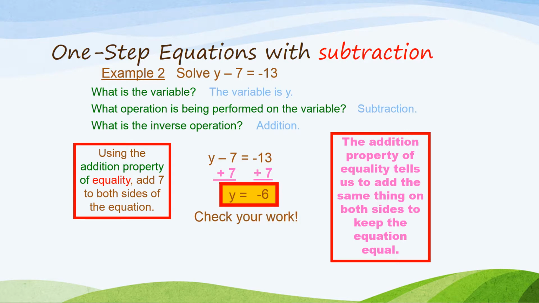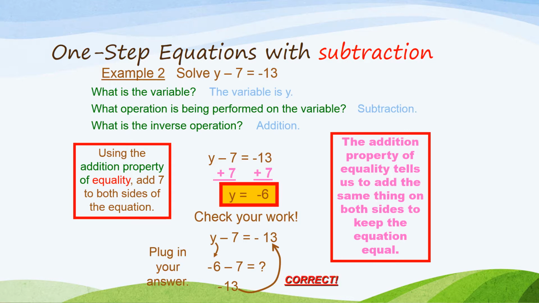So let's check that to see if that's right, because it's super easy to do. We have our original, y minus 7 equals negative 13. We take what our value is for y and plug it in. So we have negative 6 minus 7 equals what? We get negative 13. We notice that it does match our original equation, so that is correct.